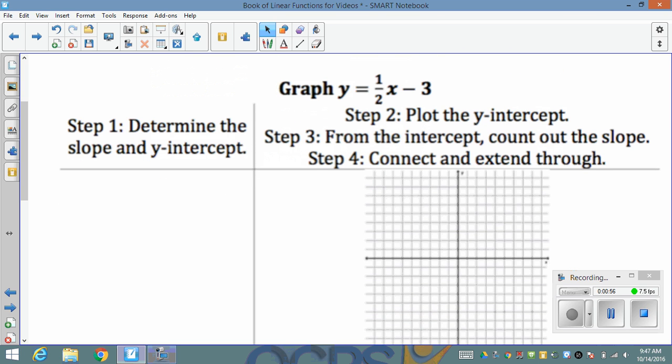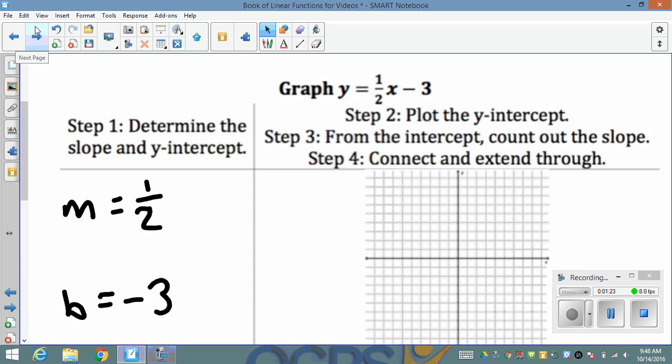I'm going to be graphing y equals 1/2 x minus 3. The first thing that I need to do is determine what my y-intercept and my slope are. So if I'm following the y equals mx plus b, the 1/2 is in the position of the m and the -3 is in the position of the b. Be careful there, make sure you have a -3. Once I have identified my slope and my y-intercept, I just need to go to step 2, plot the y-intercept, and then count out the slope. From there, you connect and extend through.